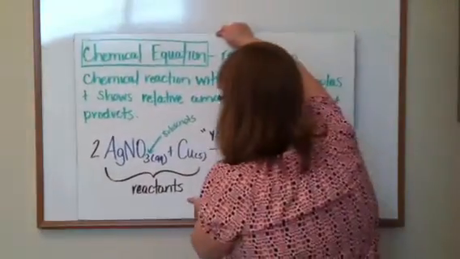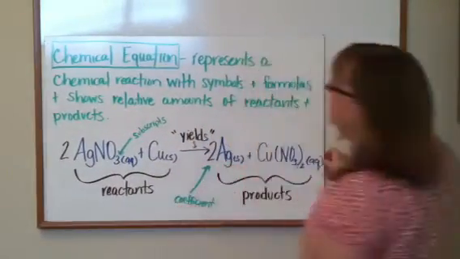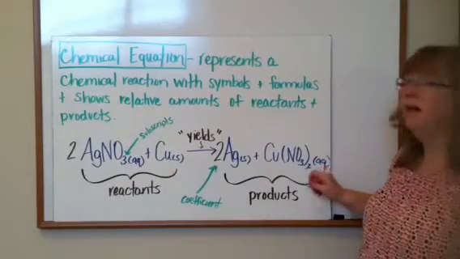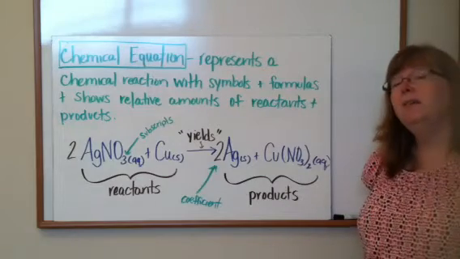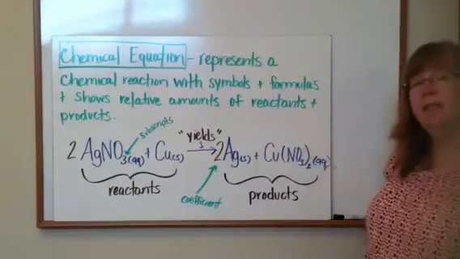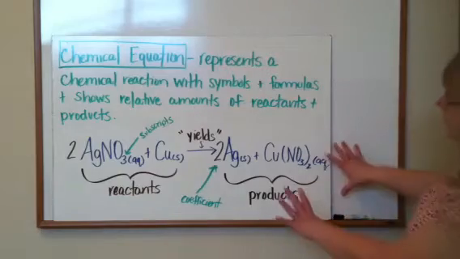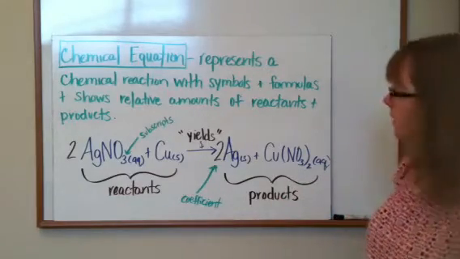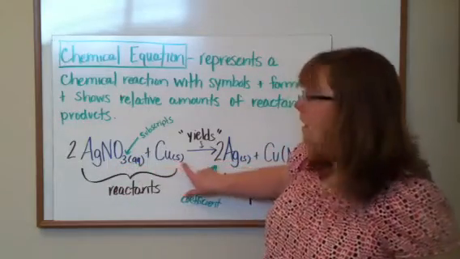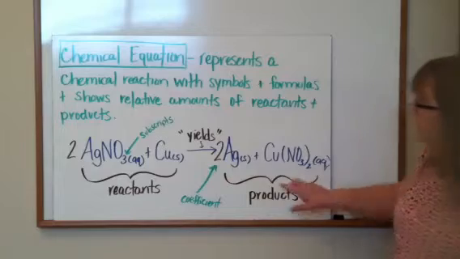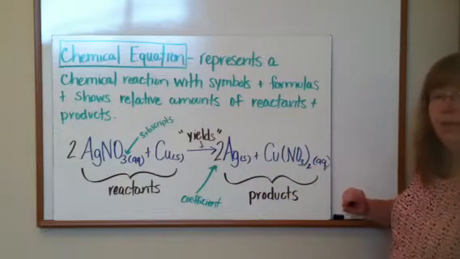So, let's go ahead and define chemical equations. A chemical equation is going to represent what was going on in that chemical reaction. We're going to be using symbols and formulas, and we're going to be able to show the relative amounts of our reactants and products. So, this looks a little messy, but we'll see what's all going on here. Our reactants are silver nitrate and copper. And the products are silver and copper 2 nitrate.